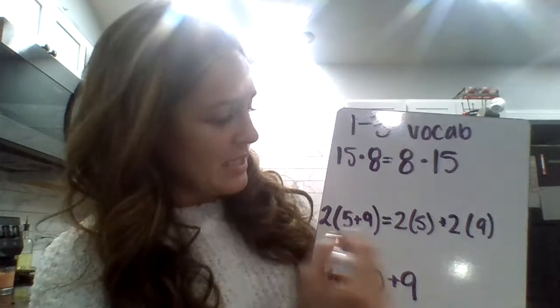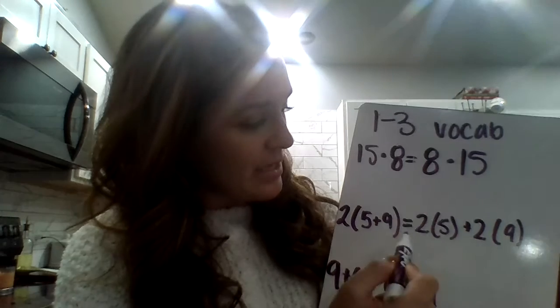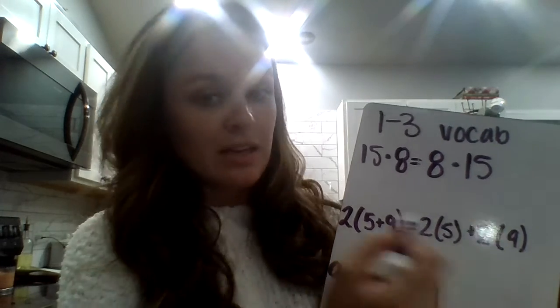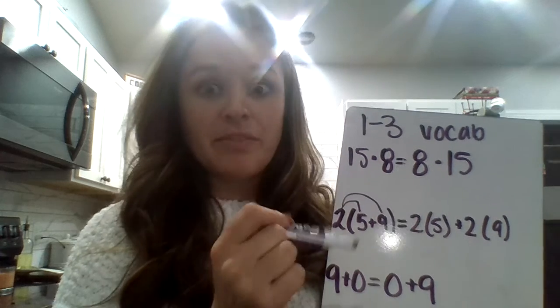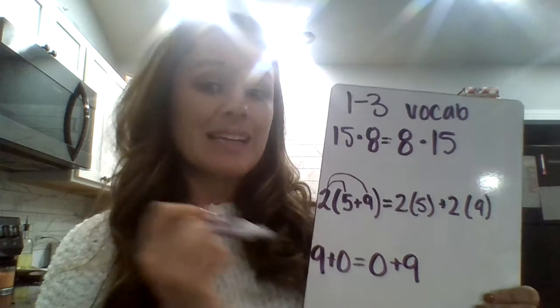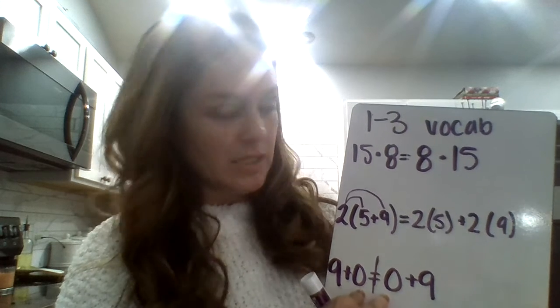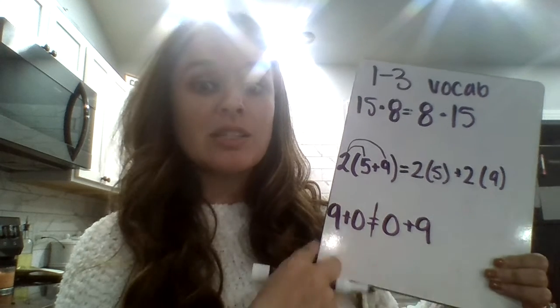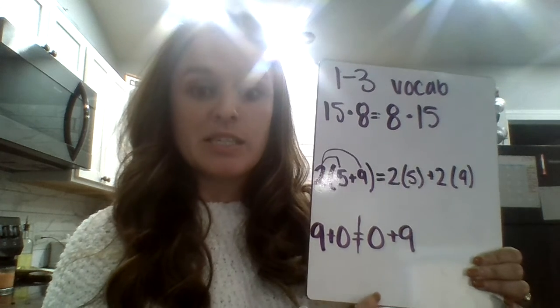So then we go to this next one, and it has 2 times the sum of 5 and 9 equals 2 times 5 plus 2 times 9. When you see it like this, when it does 2 times 5, then 2 times 9, that is called the distributive property. Again, it's a mirror image because it's 9's on the inside, 9's on the outside. So this is also the commutative property, but this one was multiplication, and this one is addition. So your first 3 are vocab. The next 3 are those.